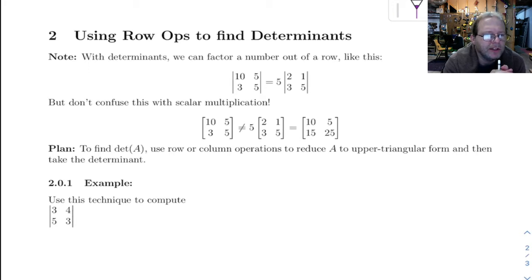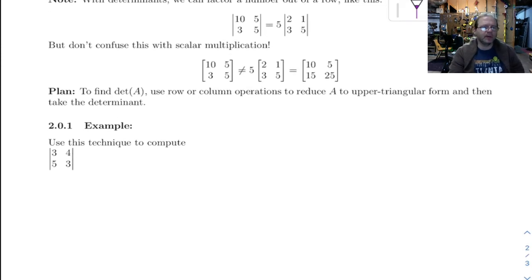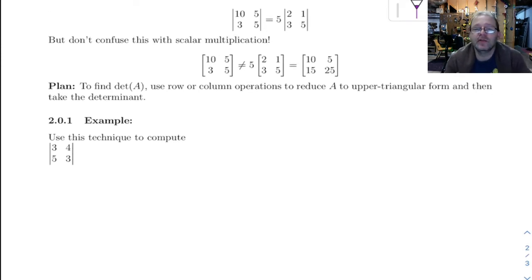So our plan is to start out with the matrix A and reduce it to upper triangular form. And we can use row or column operations to do it. So let's do this first example. Now, this is a demonstration of how this method works. It's certainly not the best way to take this determinant. That's a 2 by 2.